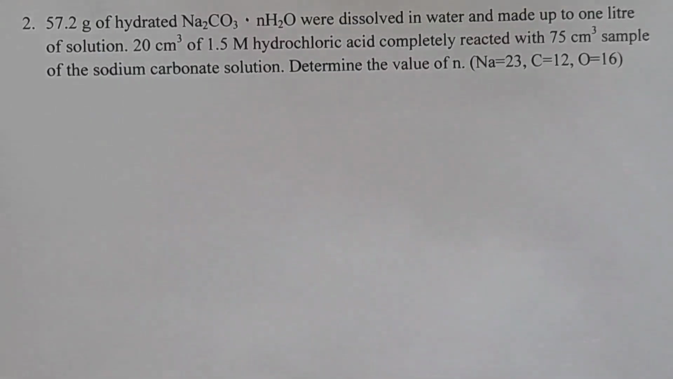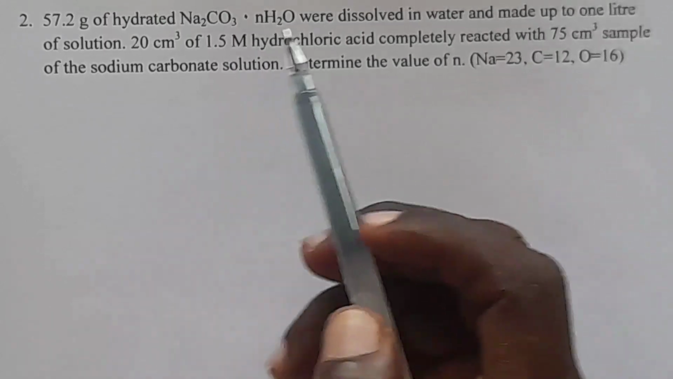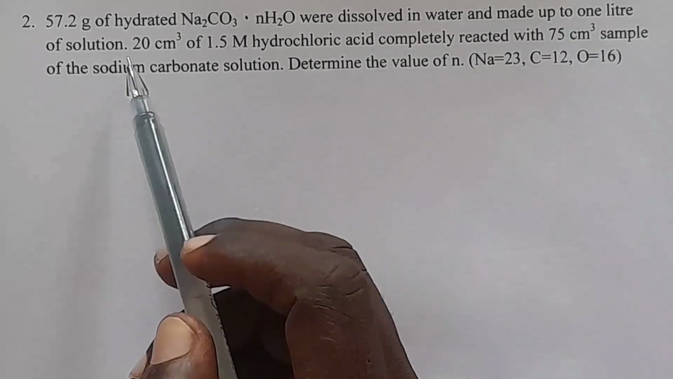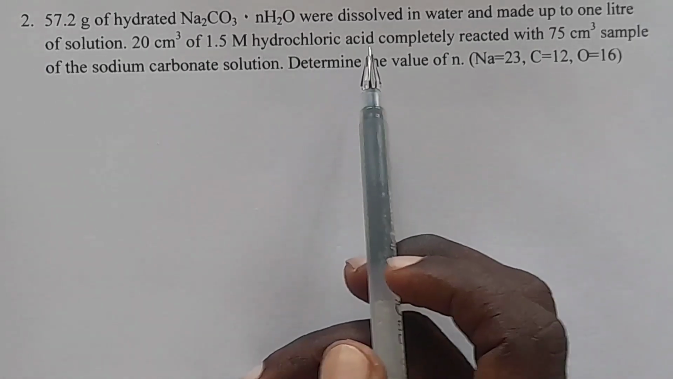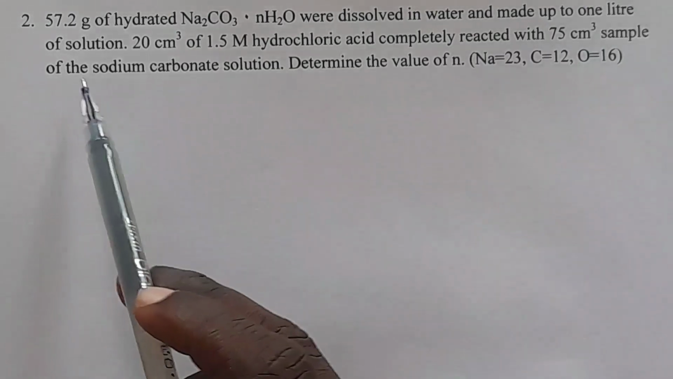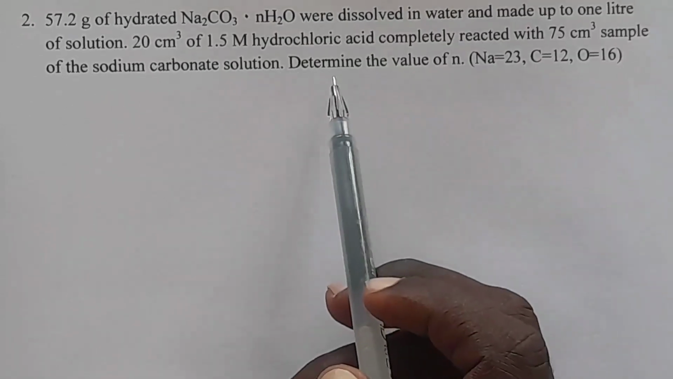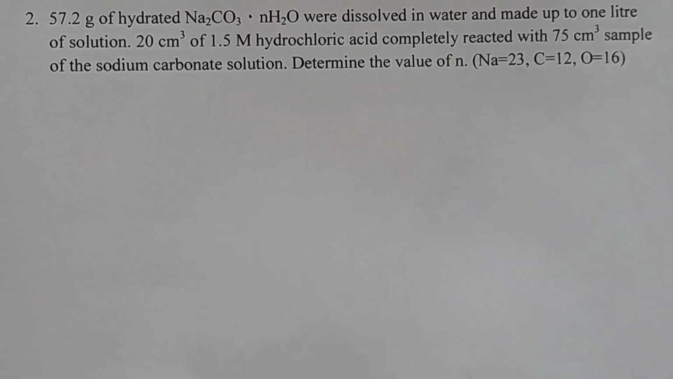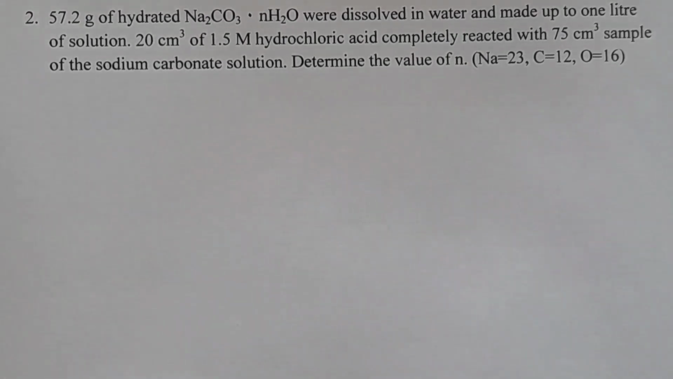Question number 2. We are told 57.2 grams of hydrated sodium carbonate were dissolved in water and made up to 1 liter of solution. 20 centimeter cube of 1.5 molar hydrochloric acid completely reacted with 75 centimeter cube sample of the sodium carbonate solution. We are told to determine the value of N. So the procedure is the same as that question number 1 that we have done earlier on.